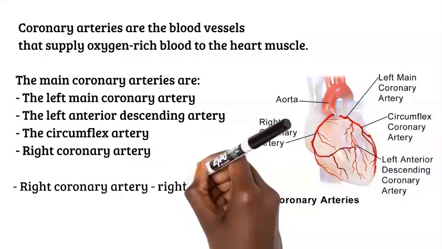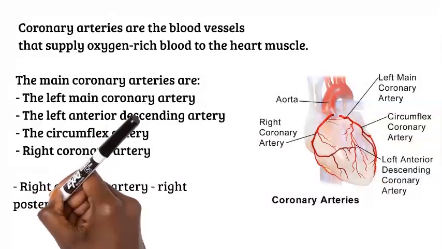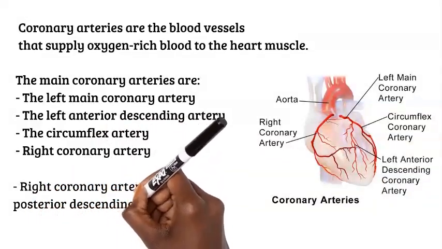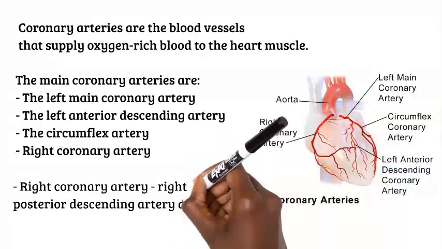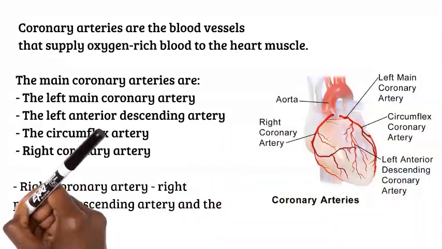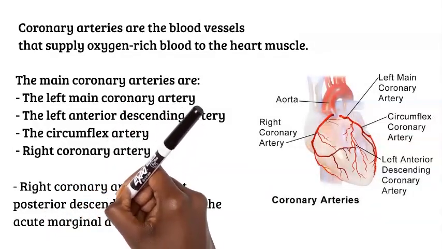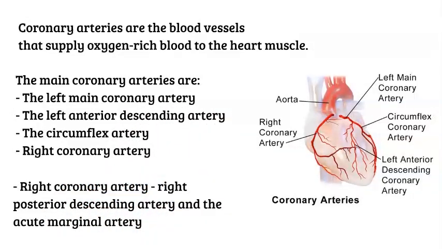Now, the right coronary artery divides into smaller branches, including the right posterior descending artery and the acute marginal artery. These supply blood to the middle or the septum of the heart.